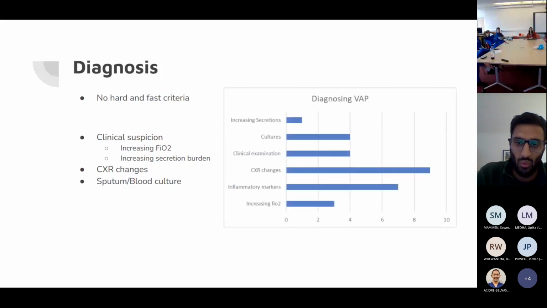And again, when I asked you guys, lots of people knew lots of the things that might feed into a diagnosis. One thing that is important, I think, is secretion. When I was doing research, increasing secretion burden is quite sensitive to an early diagnosis of a VAP. So that's something not to ignore when you're doing a ward round. If the secretions are going up and they're becoming thicker and a bit more purulent, that is something to definitely take note of.